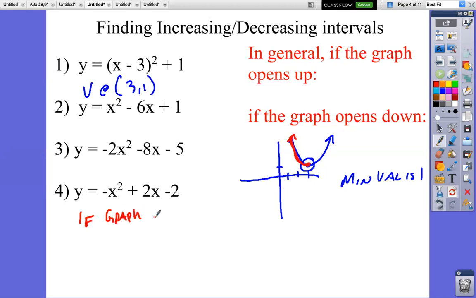Right, it's decreasing. If your graph opens up, and you might want to write this down, if graph opens up, it decreases. I already put that up here. It decreases until the vertex. Then it increases. Now, how would I say that? The interval that it is decreasing is all y's less than this y value.